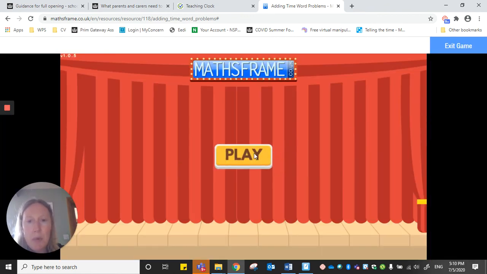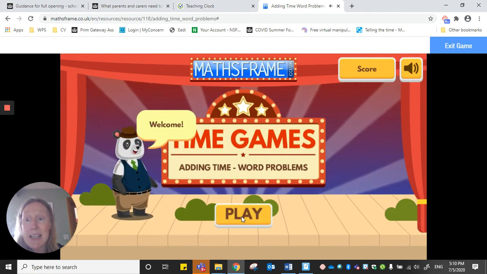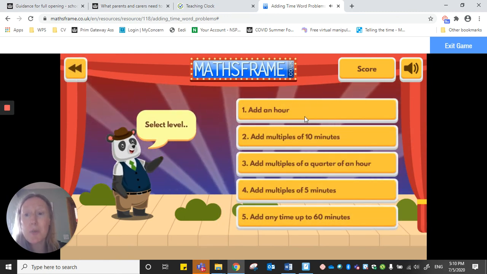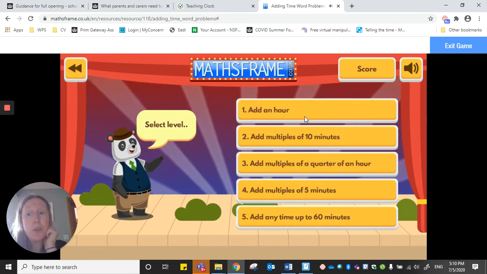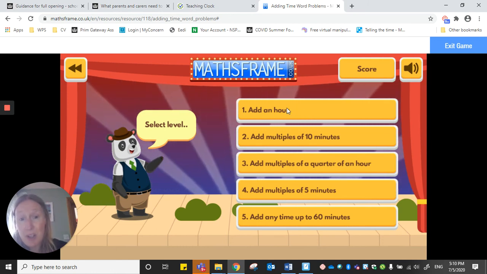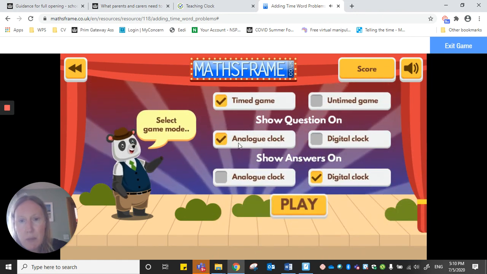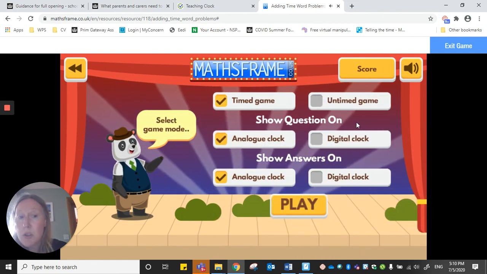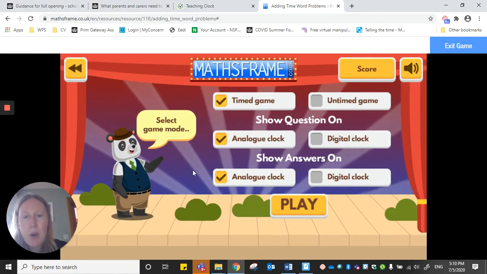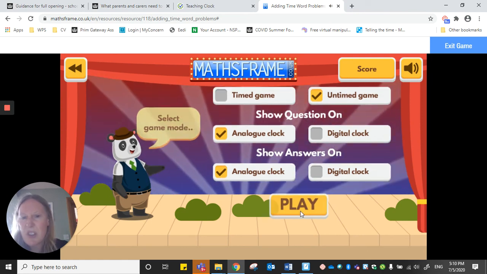So it loads up, we're playing adding time. Now this is where you can choose. Again, this might be where you want to choose the best one for you. I would go through it in order. Add an hour. Now it's really, really important that you choose analog clocks. We're not doing digital at the minute. Okay, you will do that next year in year 3. But this is what we are looking for. I'm going to do untimed because it just means I've got lots of time.